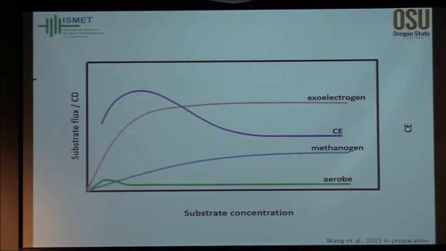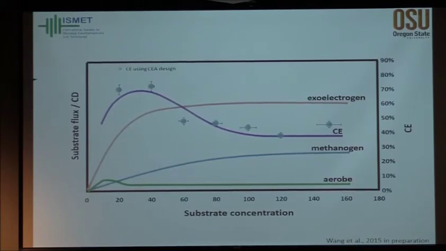With the addition of substrate, exoelectrogens can reach their max consumption rate, or we can say max current density. But the methanogens' substrate flux is still increasing, so the Coulombic response will decrease accordingly. With even further addition of substrate, all three types of microbes reach their max consumption rate. Therefore, the Coulombic efficiency tends to stabilize.